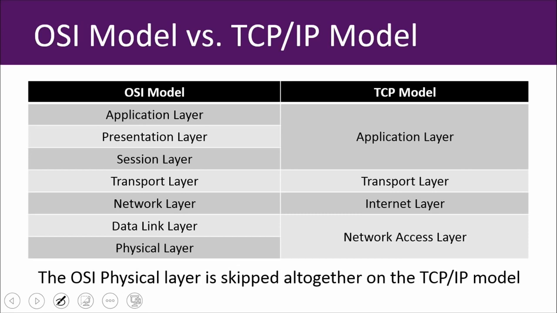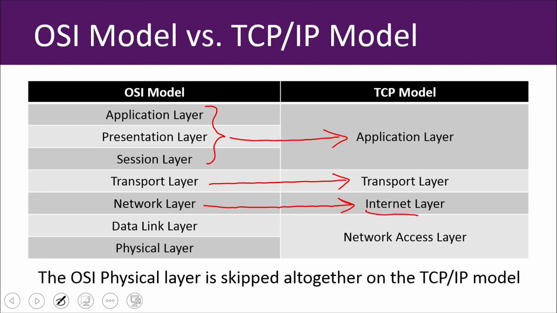So note that in the OSI model, the application layer, the presentation layer, and the session layer, they match up with the application layer in the TCP/IP model. Transport layer, only one that remains the same. The network layer is actually called the internet layer with the TCP/IP model, and then the network access layer is actually referencing the data link layer. The physical layer is entirely skipped altogether in the TCP/IP model.